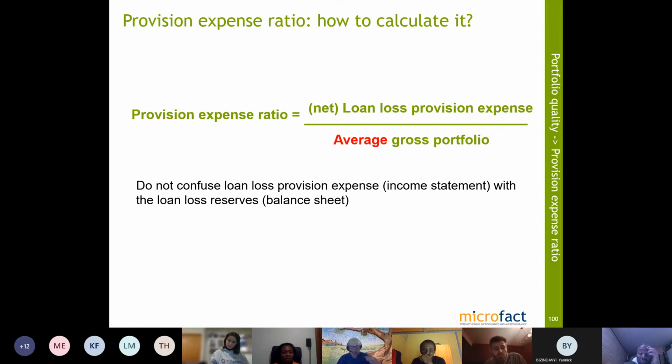So when comparing a P&L with a balance sheet, always take the average. Take this as a rule of thumb because it's a very interesting one. And again, don't confuse this loan loss provision expense from the income statement with the loan loss reserves. Sometimes people mix both concepts with each other. One is reserves and one is provision expense.